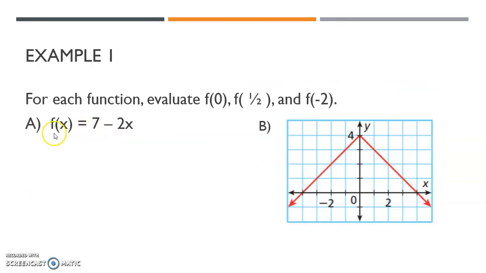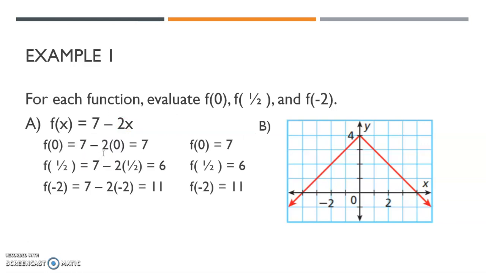In this example, we're given an expression for our function. So this is a function written in function notation. It just says take 7 and subtract 2 times the input. So all I have to do is put 0 in for x and evaluate. I put 1/2 in for x and evaluate, and I put -2 in for x and I evaluate. And what that does is it gets me a result of 7, 6, and 11.